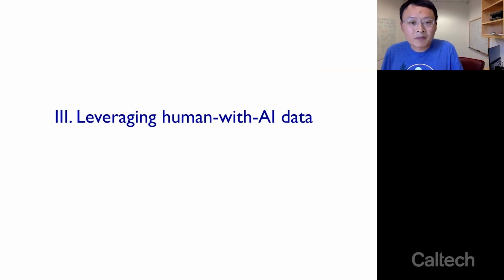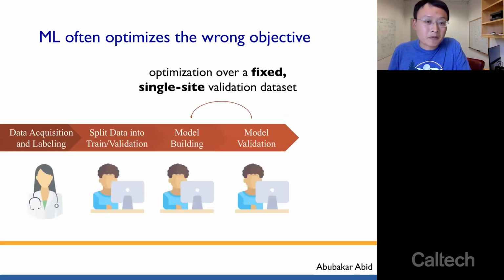Great. So the third step I want to mention is thinking about better ways to evaluate the model's performance with this human-in-the-loop idea. So why do we want to do that? The high-level thing is that if you look at most of machine learning, most of the time machine learning is optimizing for the wrong objective. So why do I say that?